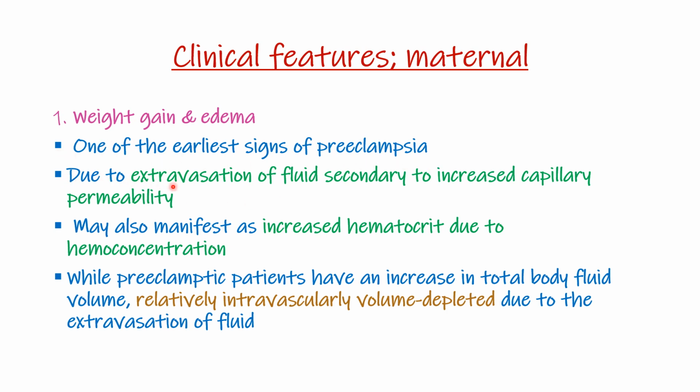As I said before, this is due to extravasation of fluid secondary to increased capillary permeability, and it may also manifest as an increased hematocrit due to hemoconcentration. So while a preeclamptic patient may have an increased total body fluid volume, they are relatively intravascular volume depleted due to the extravasation of fluid. We have two spaces, the intravascular and the extravascular. In preeclampsia, because of increased permeability caused by inflammation and cytokines, fluid moves from the intravascular space to the extravascular space. Kindly note that if you meet this patient, the first thing you have to do is resuscitate with fluid, because they are already intravascular volume depleted.